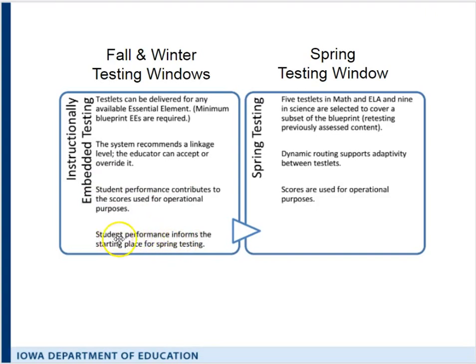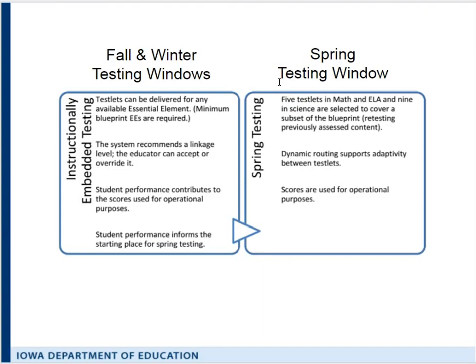And so that starts to inform information for the spring testing window. And a reminder, or this may be new information for some, unlike the fall and winter periods where it's instructionally embedded, the spring testing window is considered to be a summative time. So the system will actually select testlets for the student, and it will choose levels based on how that student has performed in the fall and winter, and you can see it's prescribed. The system will do it. It's just a little bit different in the spring.